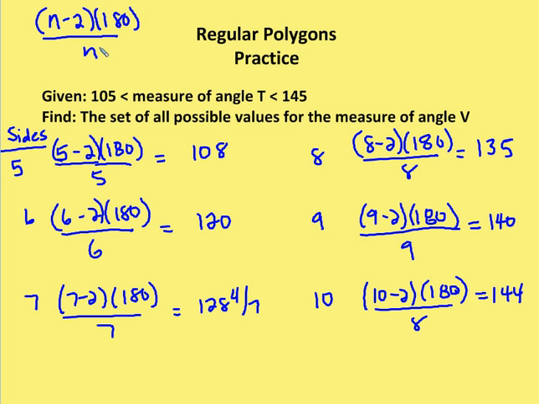So for 5 sides, I have 5 minus 2 times 180 over 5, which gives me 108 degrees. For a 6-sided polygon, a hexagon, I have 120 degrees. Heptagon, I have 7 minus 2 times 180 over 7. Octagon, 8 minus 2 times 180 over 8, 135 degrees. Nonagon, 140 degrees, and a decagon is going to be 144 degrees. And those are for the interior angle.